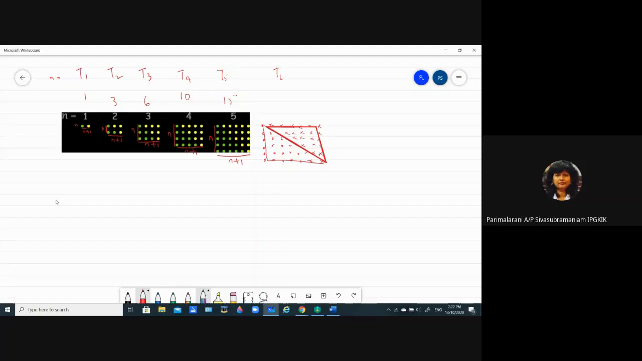N here is 1, 2, 3, 4, 5. So here will be 1, 2, 3, 4, 5 plus 1. So it's n plus 1. Okay? So now let's calculate the number of dots in the rectangle. In the first rectangle, how many dots do we have?